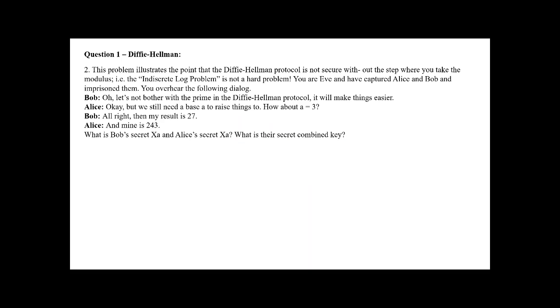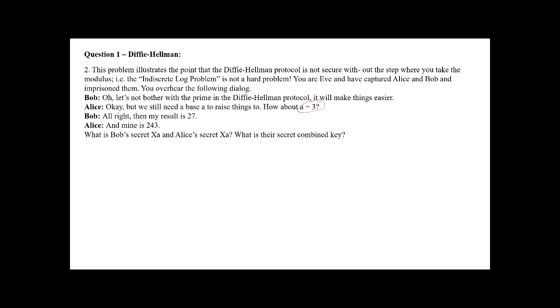You are Eve and have captured Alice and Bob and imprisoned them. You overhear the following dialogue. Bob says, "Oh, let's not bother with the prime in the Diffie-Hellman protocol. It will make things easier." Alice said, "Okay, but we still need a base A, to raise things to. How about A equal 3?" So that's the first given here, which is the base A equal 3.